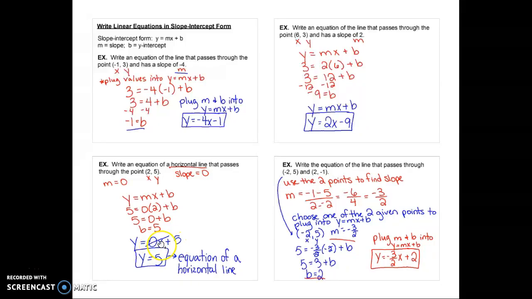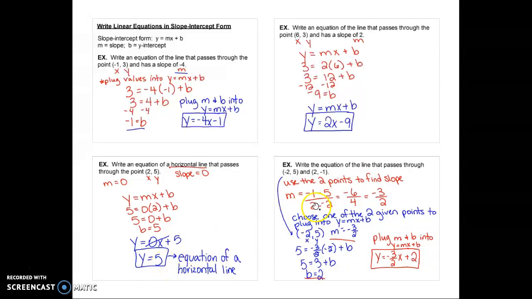Because it's a 0x, again, when you multiply anything times 0, it just gives you 0. So that truly cancels this term out. So your final answer is just y equals 5, okay? Which, again, is an equation of a horizontal line, because remember, a horizontal line goes through your y-axis. So your equation should just simply be y equals 5.